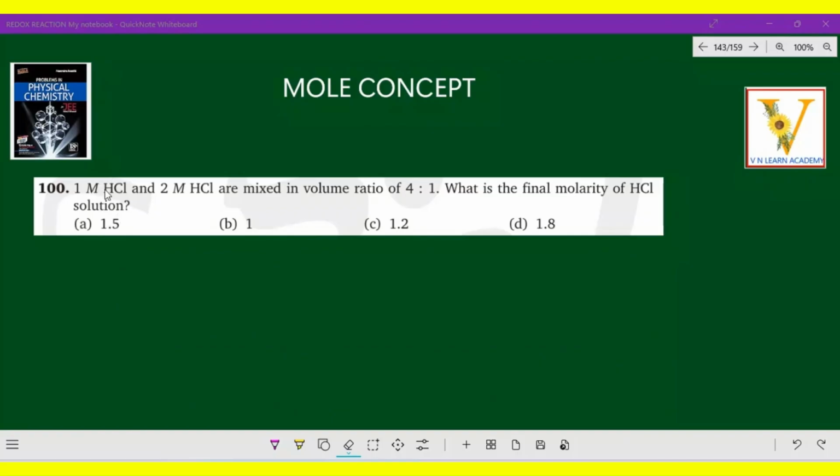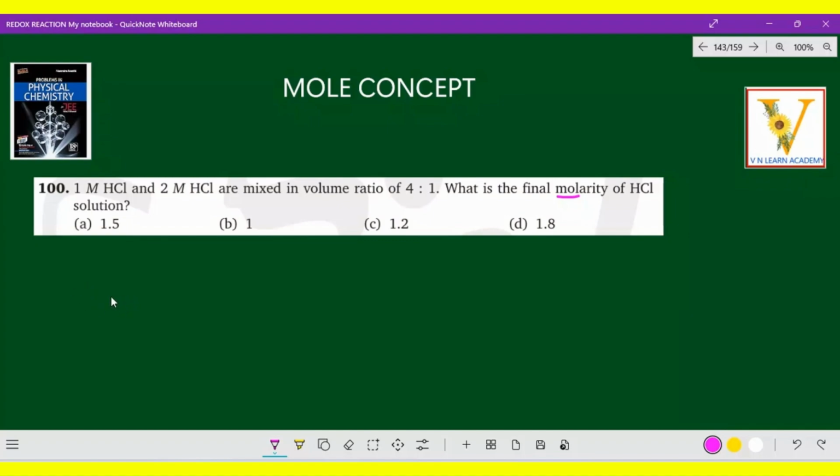The next question: 1M HCl and 2M HCl are mixed in volume ratio 4:1. Now, what is the final molarity of the HCl solution? See here, like a comparison, both the ratio and final molarity we have to identify. For that, we have to go for volume as well as moles to find out the final molarity.